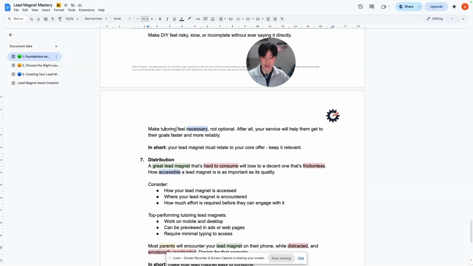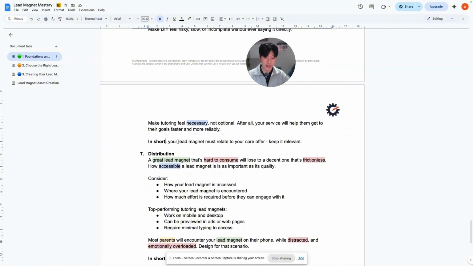So you want to make tutoring feel necessary, and you want to make it not feel optional. After all, you should have the conviction and the confidence in your service that it will actually help them get to their goals faster and more reliably. So in short, your lead magnet must relate to your core offer and keep it relevant.